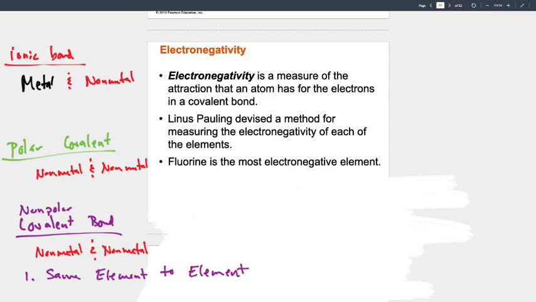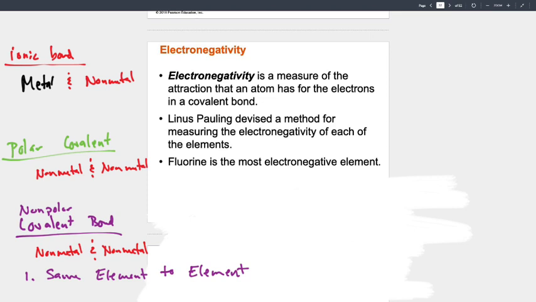Okay? Water, hydrogen to oxygen. That's not same element to same element. Okay? It is a covalent type bond because it's nonmetal to nonmetal, but it is a difference in electronegativity. So the hydrogen to oxygen is actually a polar covalent bond. So I actually picked that as a bad example in comparing it to HCl.